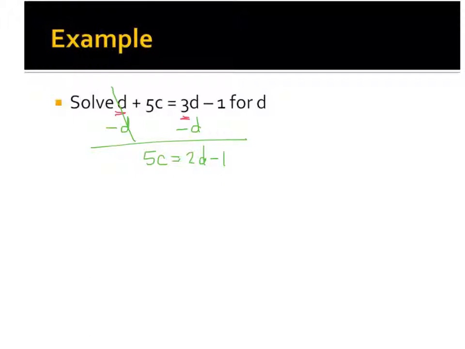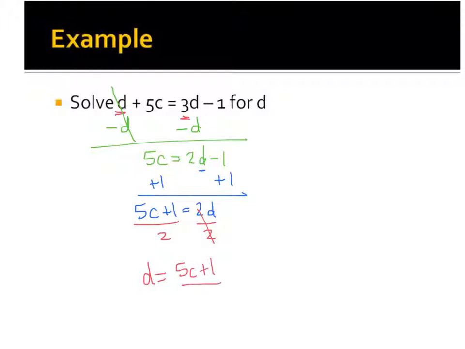Okay, and then if I'm going to get d by itself, I'm going to get rid of the 1 first. And 5c and 1 are not like terms, so we're just going to leave it. 5c plus 1 equals 2d. And then to get d by itself, divide by 2. I'm going to switch it around here. d equals 5c plus 1 over 2. And that does not reduce because 5, 1, and 2 do not reduce by the same number.